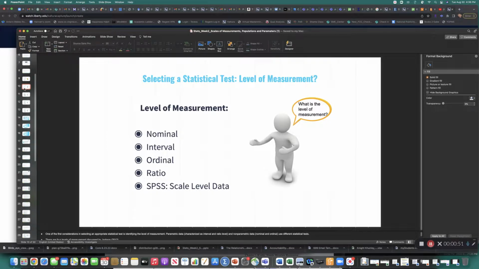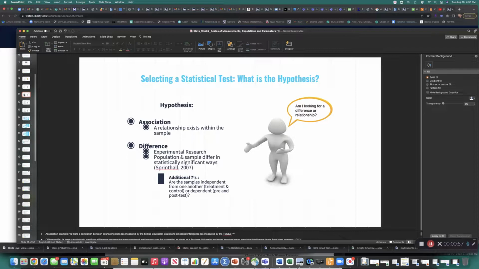So first we want to ask ourselves, what is a level of measurement, or what kind of data does my particular instrument yield? Next, we want to ask ourselves, what is the hypothesis? Is it a hypothesis of association or a hypothesis of difference? In other words, are we looking for a connection or a correlation between variables, or are we looking to detect differences, such as between groups differences?